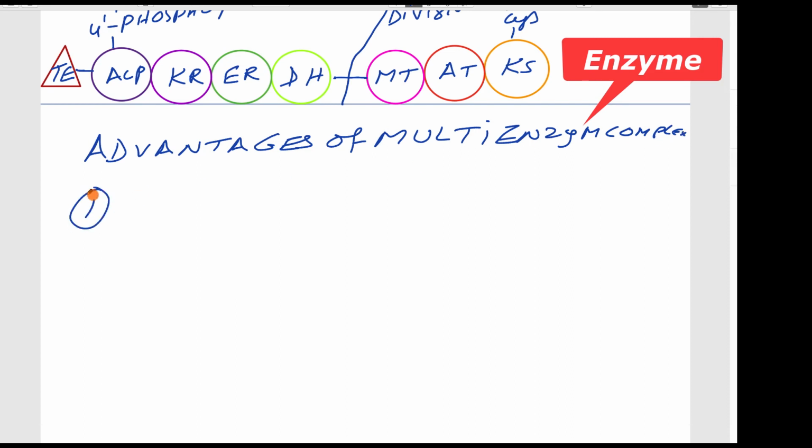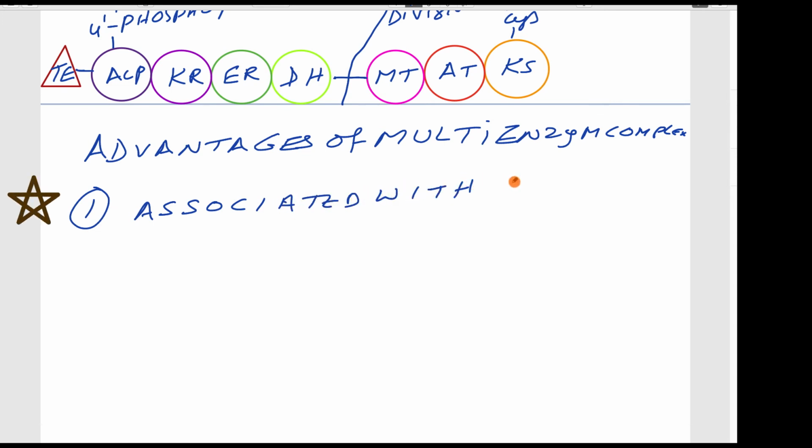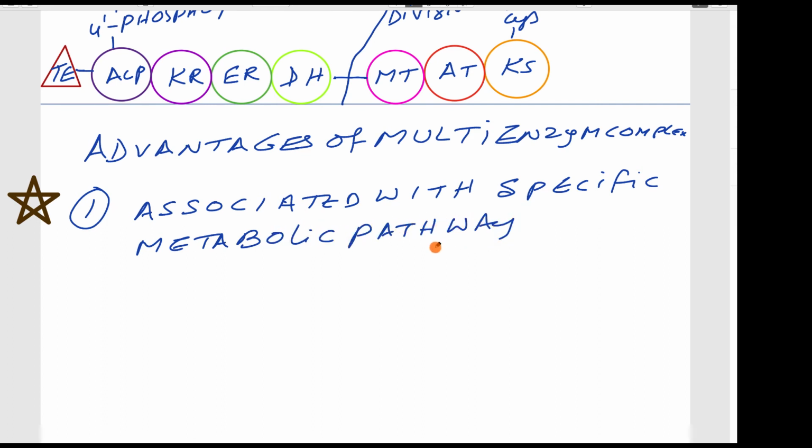Each particular complex is associated with a specific metabolic pathway. Like alpha ketoglutarate dehydrogenase, which converts alpha ketoglutarate to succinyl coenzyme A. So the complex is associated with one particular metabolic pathway. In this particular case, it is fatty acid synthesis.